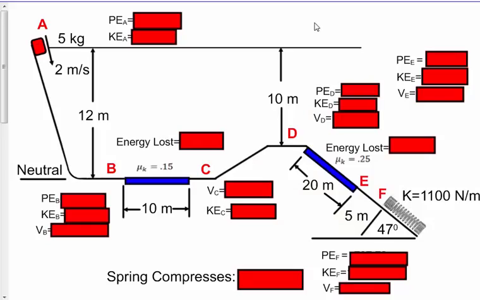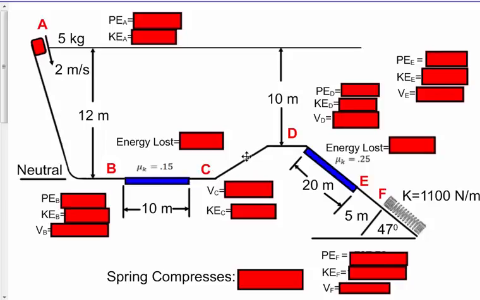This is Dr. Holt. In this video, I've created a system that has a mass with initial velocity of 5 kilograms. Now this mass is going to slide down a frictionless surface until it comes to a location of B. Then it's going to encounter a frictional surface where the kinetic coefficient is 0.15. It's going to slide across a 10-meter surface. It's going to come across to C.